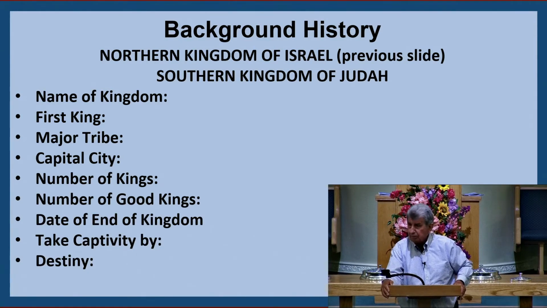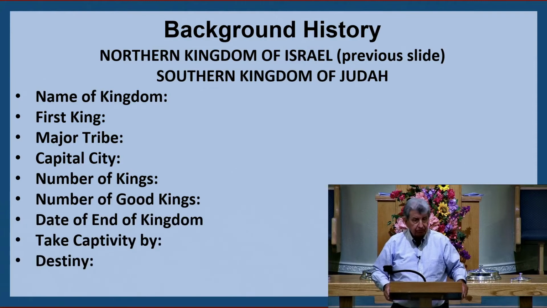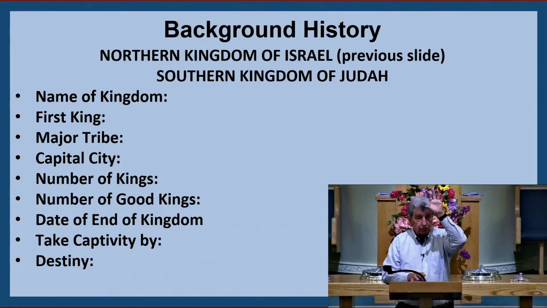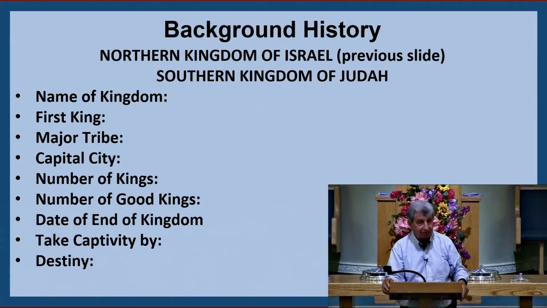What's the capital city of that southern kingdom? It's Jerusalem. And so when the kingdom divides, you've got Samaria in the north. That's Israel. Remember, Israel is up at the top, and down at the bottom, you've got the kingdom of Judah. You've got the southern kingdom, and Jerusalem is the capital city.